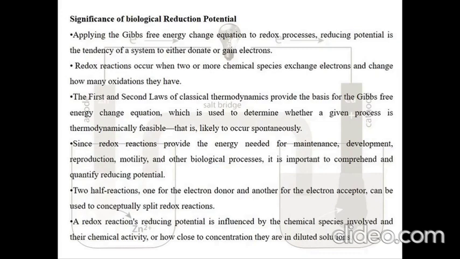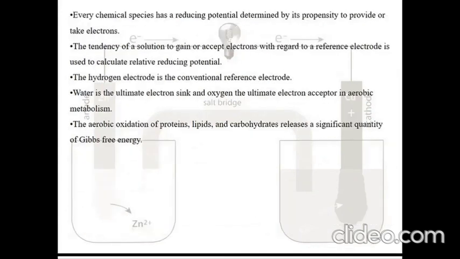Two half reactions, one for the electron donor and one for the electron acceptor, can be used to conceptually split redox reactions. A redox reaction's reducing potential is influenced by the chemical species involved and their chemical activity, that is, how concentrated or diluted they are in the solutions.